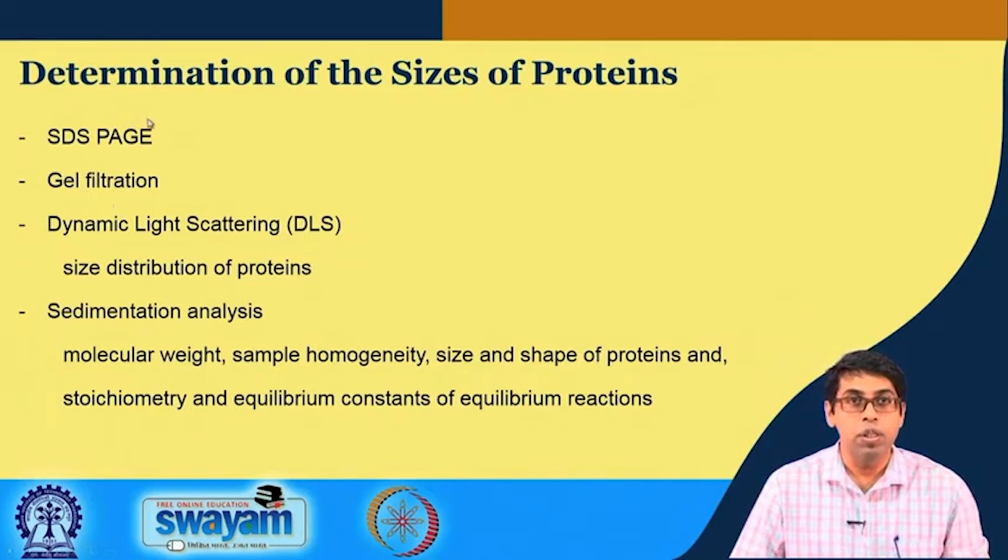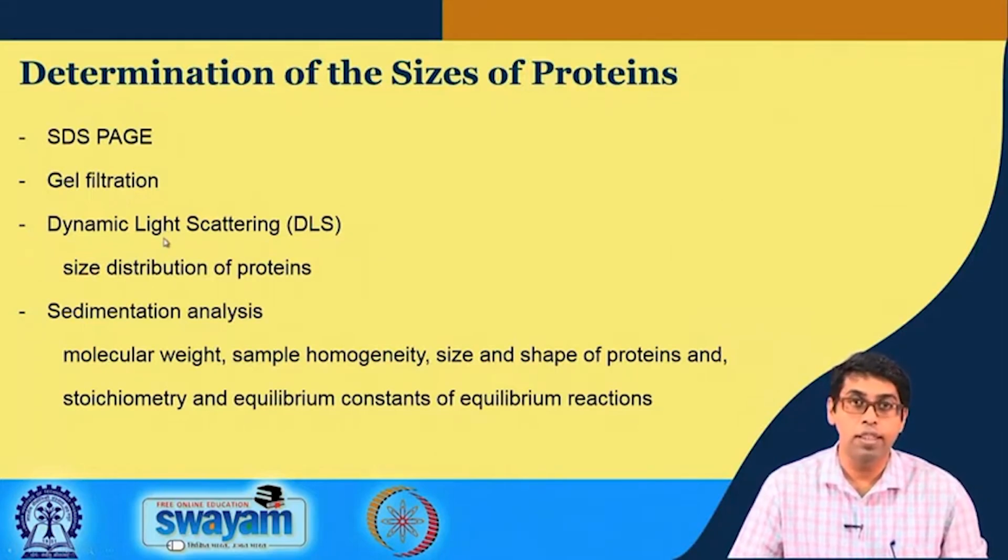We might also want to know the size of our protein. Size in the sense of whether in our protein there is only one molecule, a monomer, or whether we have a dimer or a mixture of oligomers. So, the size distribution of our proteins. Gel filtration can be used to determine that, but there are also other more sophisticated experiments.